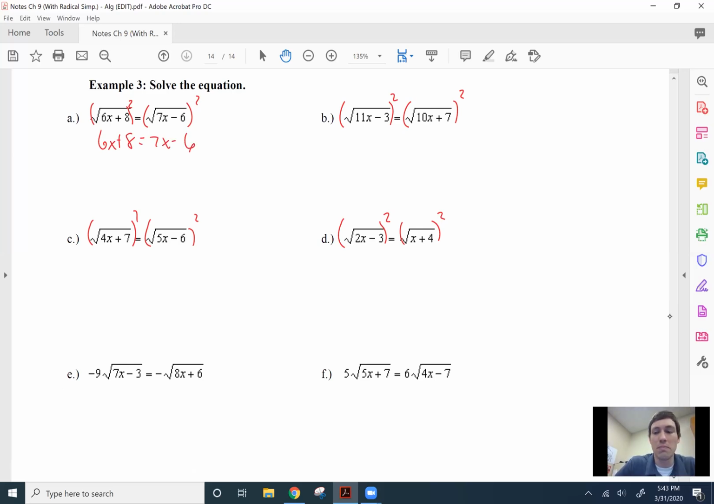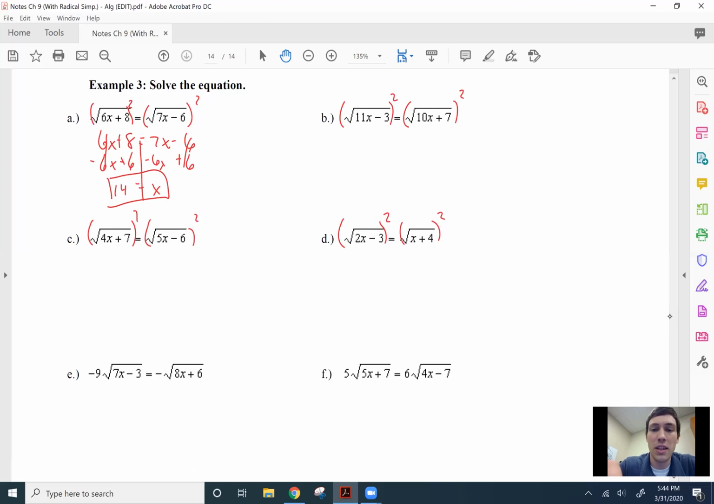Now I combine like terms. Remember, I need to get the x's on one side and the numbers on the other. So in this case, in order to keep it positive, I'm going to subtract 6x from both sides. And 6 is being subtracted, so I'm going to add 6 to both sides. That's gone. That's gone. 6 plus 8 is 14. And 7x minus 6x is just x. I'm done. X equals 14.